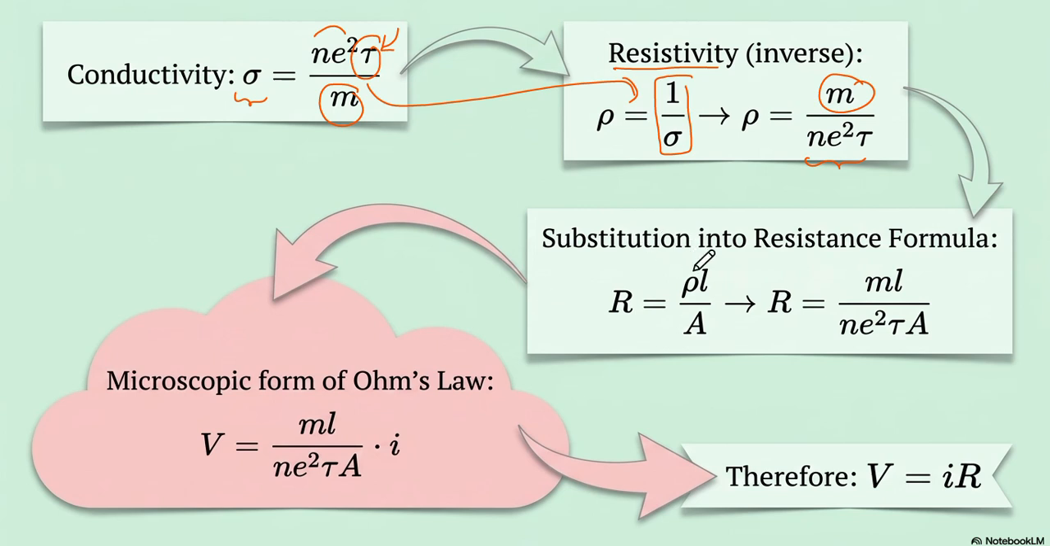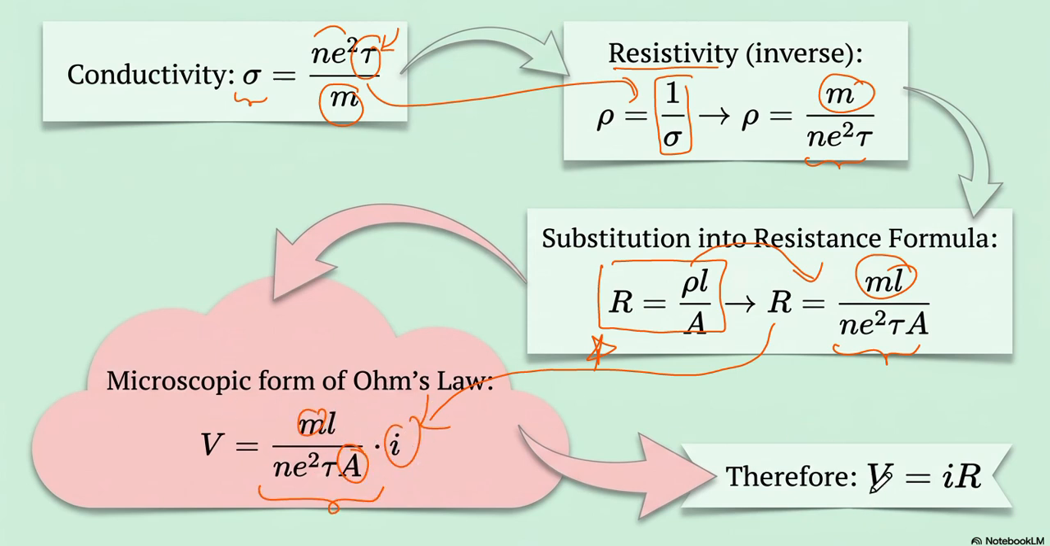And the next thing is resistance. Resistance can be written as rho L upon A. This is the important formula. And if you apply the value of rho here, then resistance can be written as ml upon Ne square tau into A. And if you substitute the value of R in Ohm's law, V is equal to IR, then we will get the formula in terms of V, A, m, I. And therefore V is equal to IR.